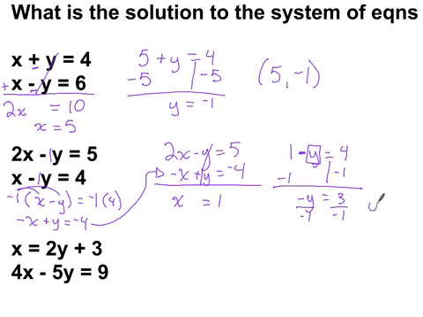And you get that y is equal to -3. But again, I'm not done. I'm looking for an ordered pair. So in this case, my answer is (1, -3).